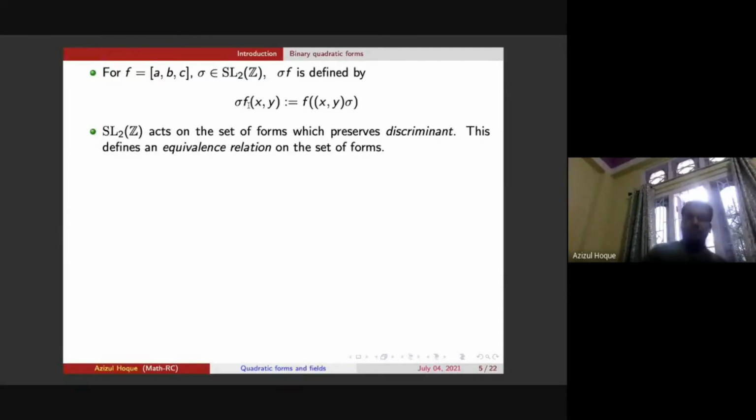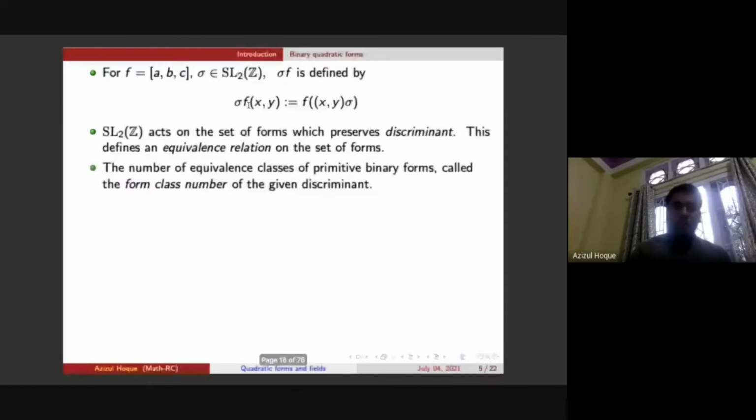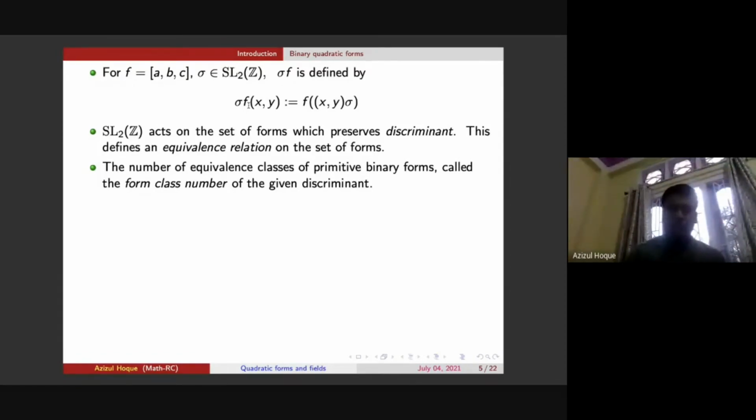Okay, so that means an equivalence class represents the same kind of integers. Basically the number of classes, or the cardinality of that group, is called the form class number. Nowadays it is known as the narrow class number of the given discriminant.